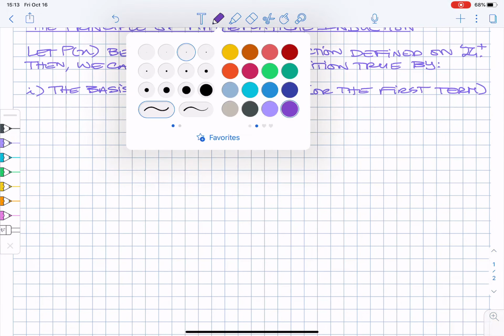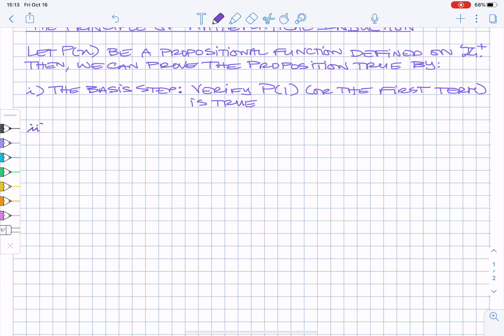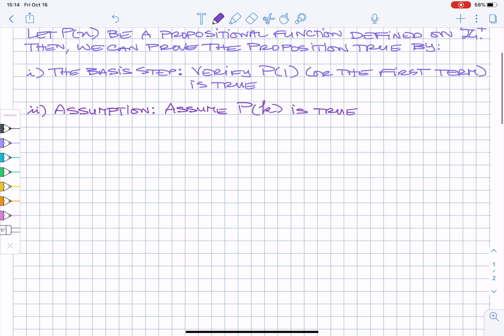So number 2, the second step is the assumption. Holy, one day I'll have spell check on my writing. So we assume that P at some integer k is true. So we're assuming it's true. We're not showing that it's true, and that's a k. That doesn't look like a k. Let me write that k a bit better. So we assume that P of k, the proposition evaluated at k, is true.